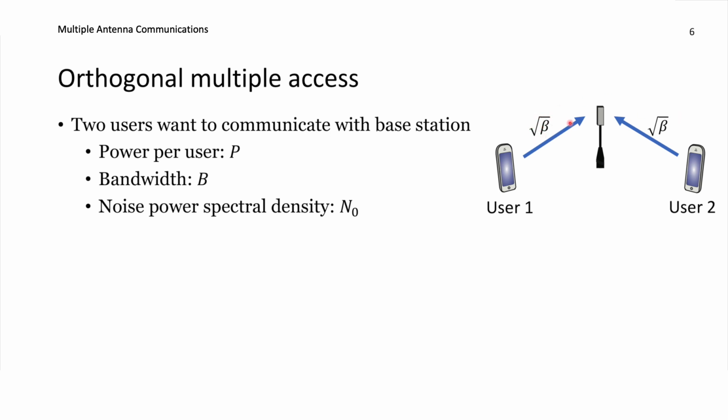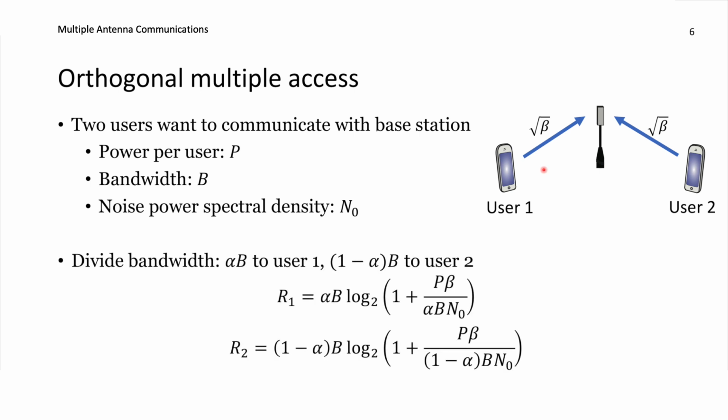And for simplicity, we assume that both of them have a channel gain of beta, so they have the same channel quality. In orthogonal multiple access, the users need to share the bandwidth in an orthogonal manner, which means that we are dividing the bandwidth between the users. So let's say that we are having alpha as a parameter, and then user 1 is getting alpha times B as its fraction of the bandwidth. And then the remaining bandwidth, (1 minus alpha) times B, is assigned to user 2.